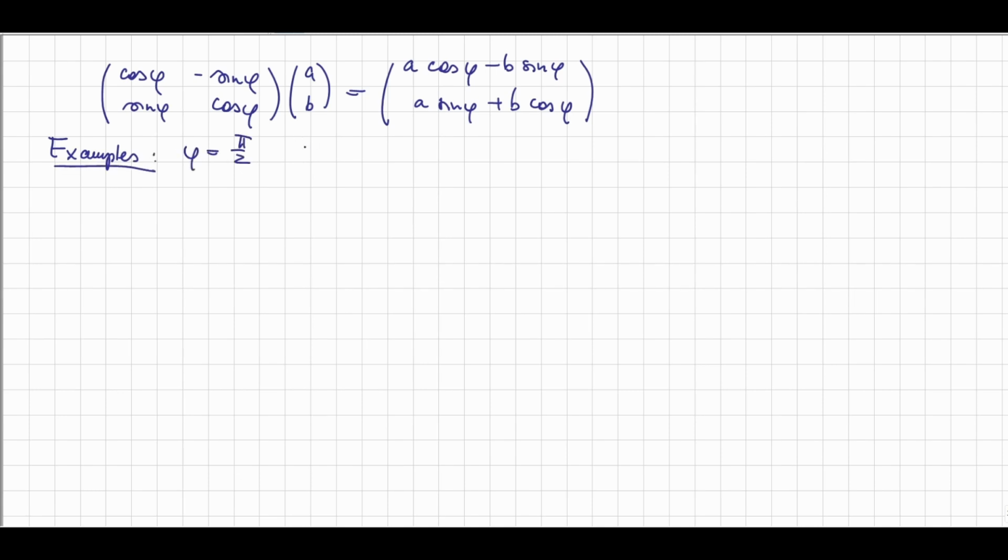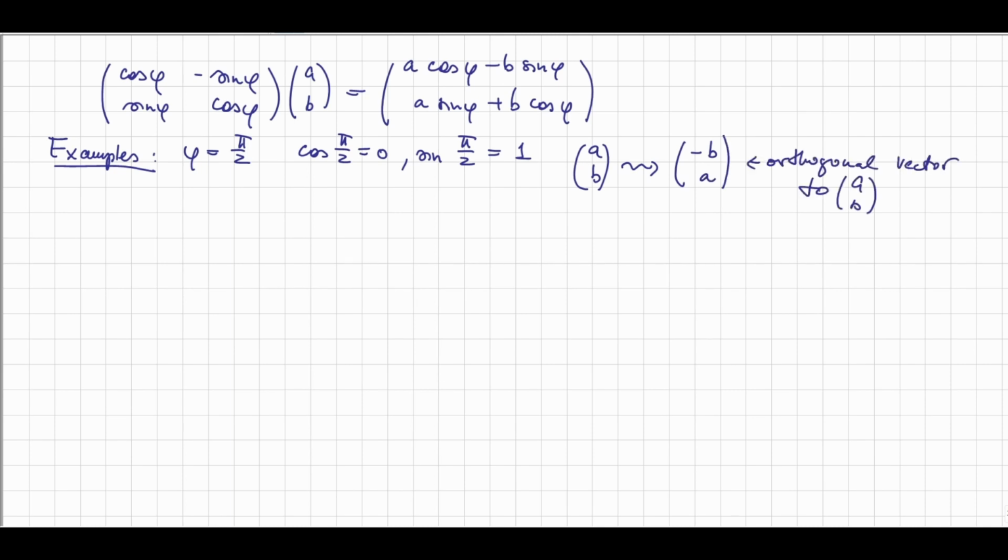Then the cosine of pi half is equal to 0. And the sine of pi half is equal to 1. So the formula will say that the vector AB will be rotated to the vector minus B, A. This is the orthogonal vector. And the rotation is counterclockwise.